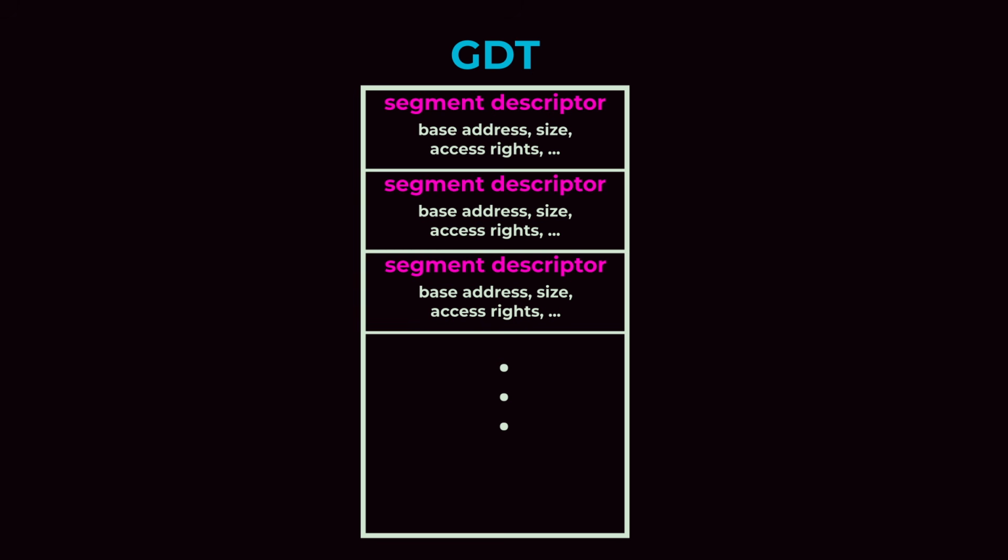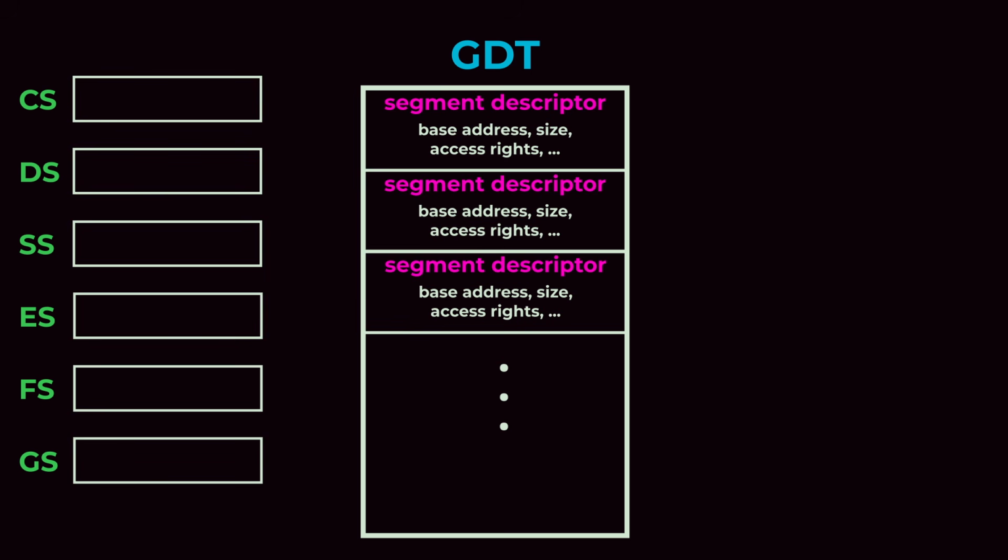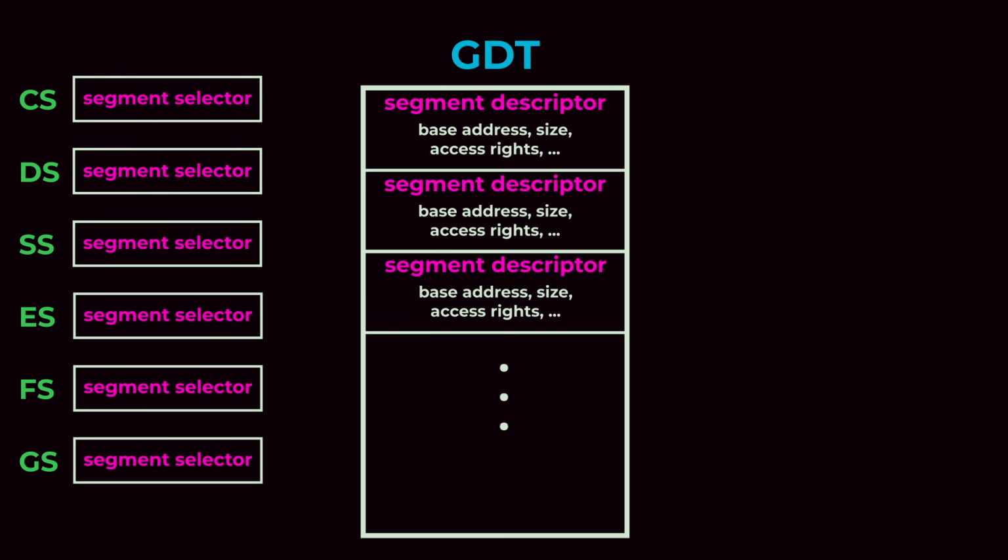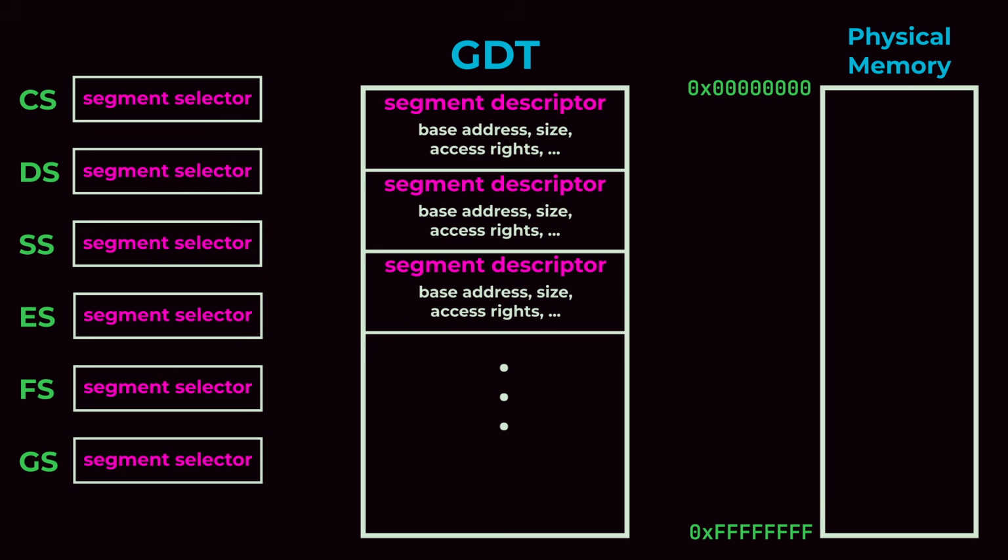Now, let's get back to segmentation for a moment, because we learned how to define segments, but not how to use them. To activate a segment, we need to set a so-called segment selector. And the segment selector is a value that we load into a segment register. And this value then tells the CPU which segment descriptor to use. And then the flow goes like this.